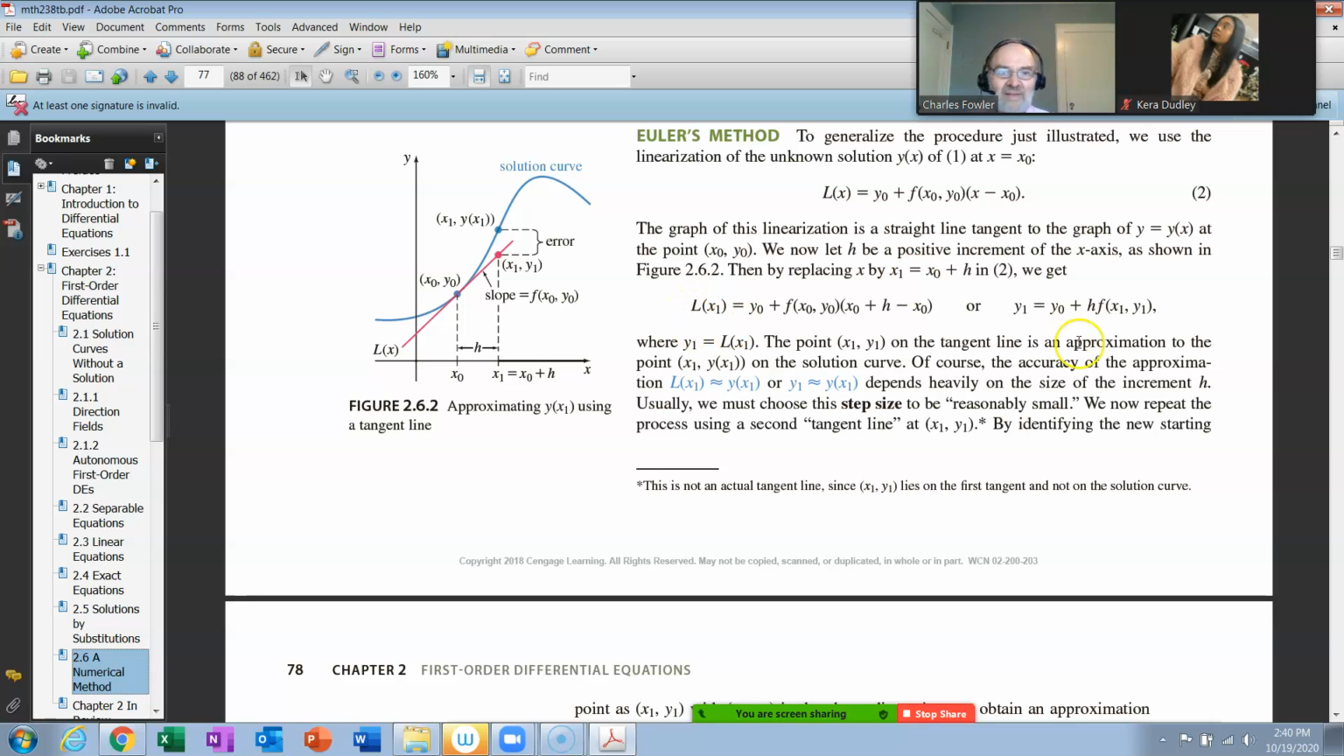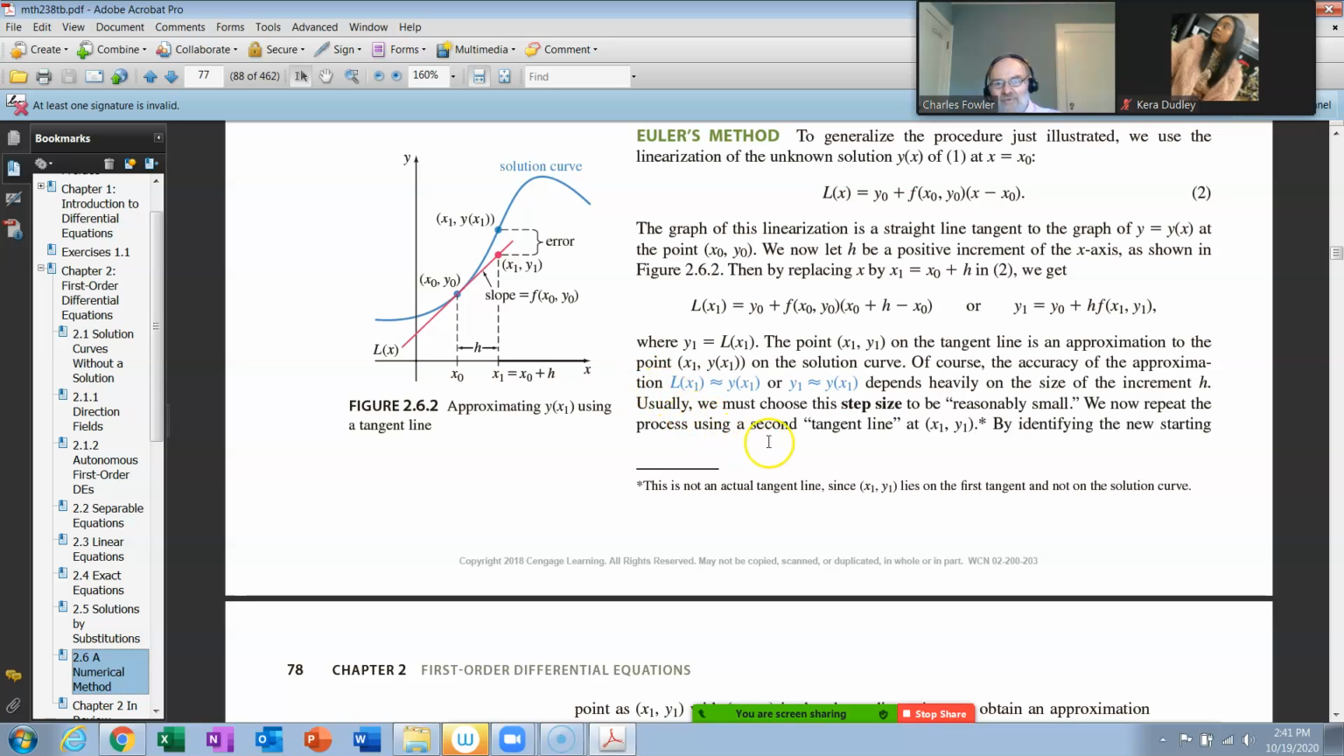Okay? Then, and that's what it shows here, except they're putting the f of x0, x1, y1 here. I think it's a little premature here. This y1 is your linearization of x1, which would be this part here. So I think those should be 0 subscripts there, not 1s. Okay, that's your y1. That point x1, y1 on the tangent line is an approximation to x1, y of x1. So this point is an approximation to that point on the solution curve.